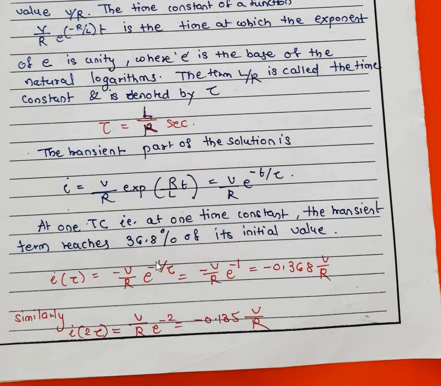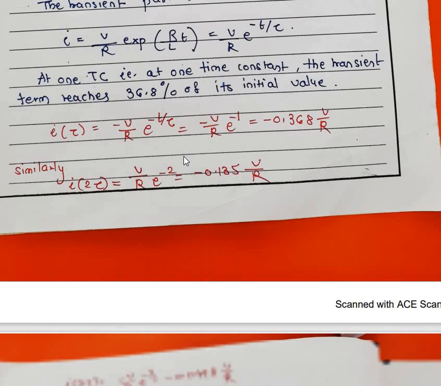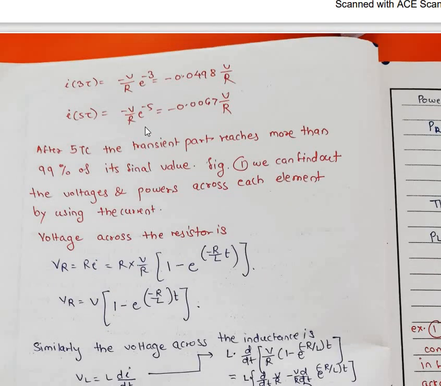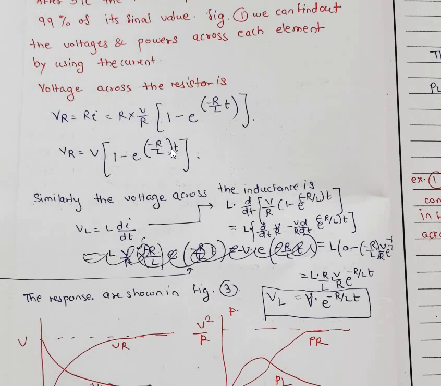Now at tau, in general, the time constant for various values of t you can find out, and you may obtain some such values. In general, it is observed that at 5 time constants the transient part reaches more than 99% of its final value. So therefore, this is a very popular time constant figure.